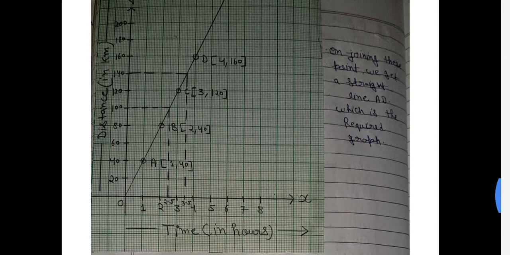Now what is the first point? The first point is (1, 40). Come on the x-axis to 1 and move up to 40. It becomes (1, 40). The second is (2, 80).